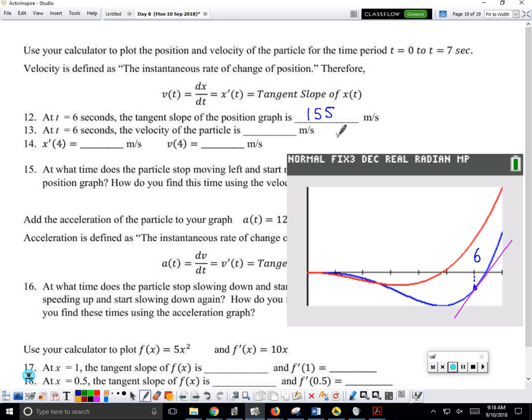I have a question. Yeah, please. Will we be able to use our calculators to calculate that on the test or whatever? Like, will we be able to just... Gotcha.